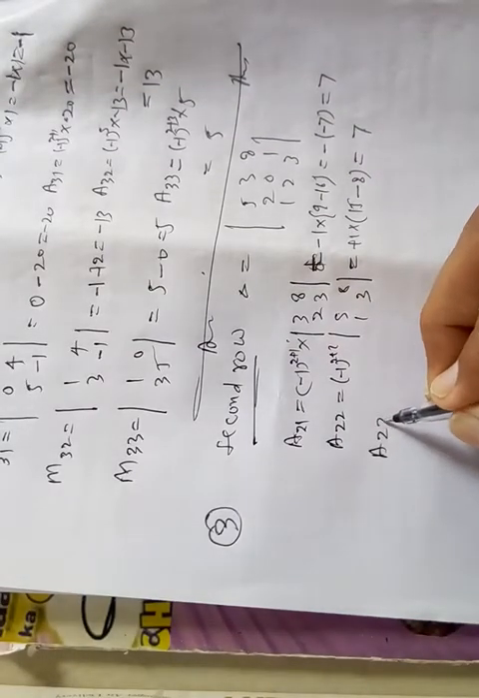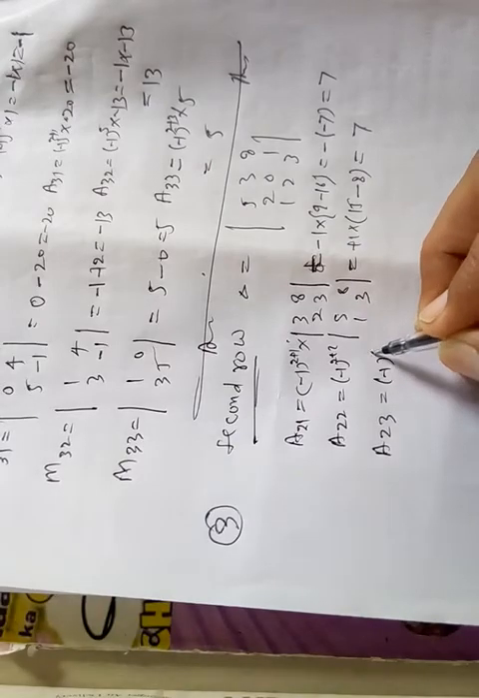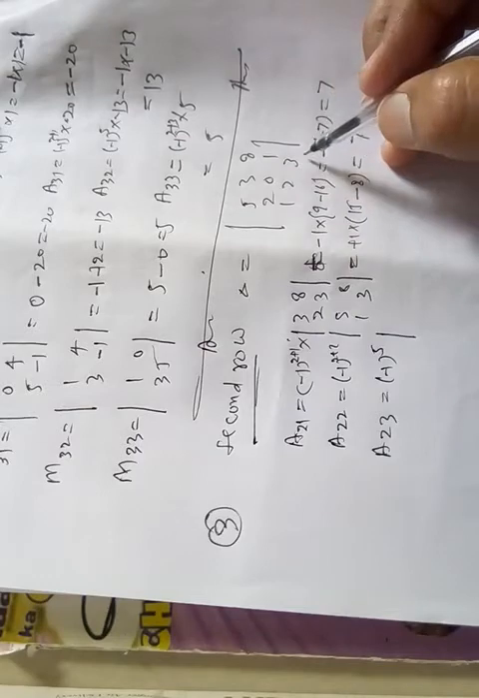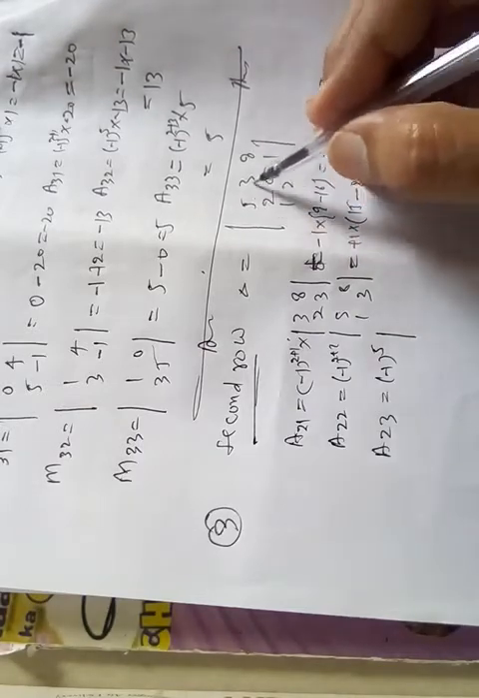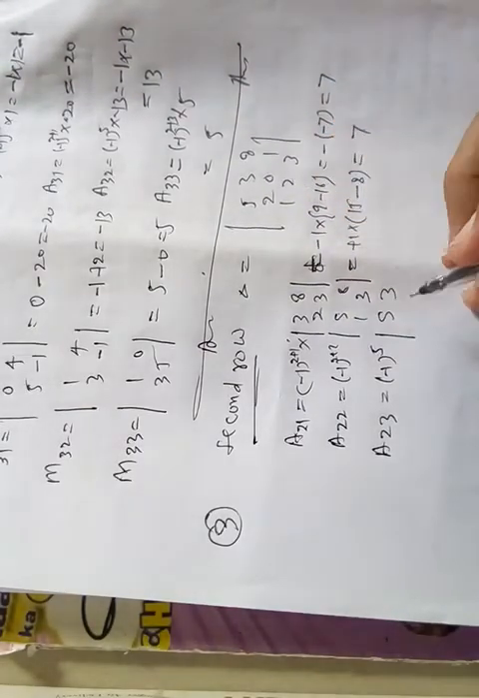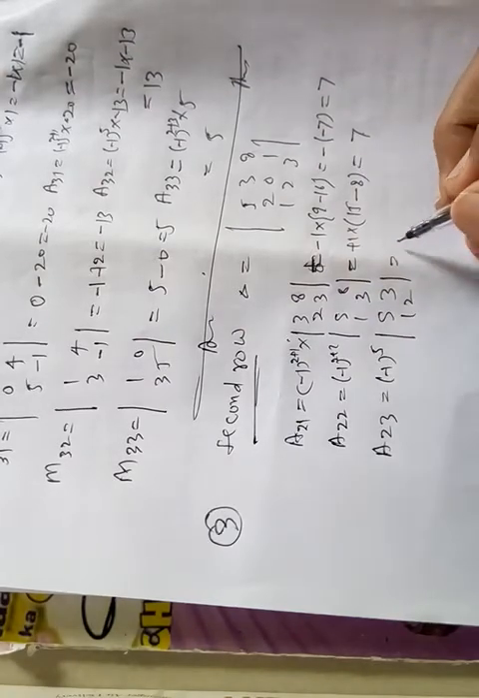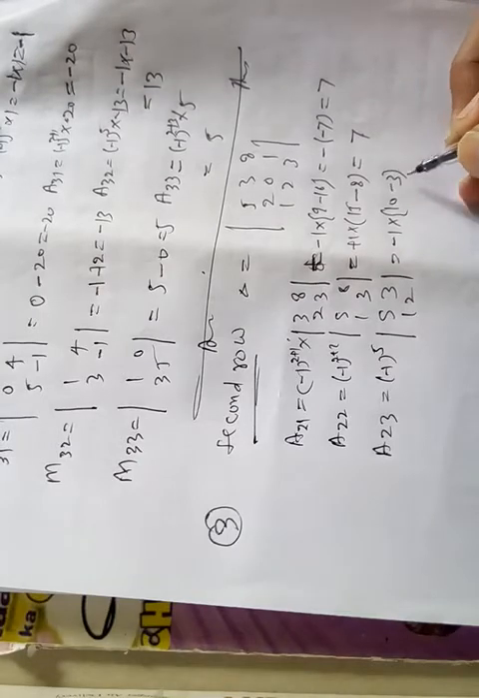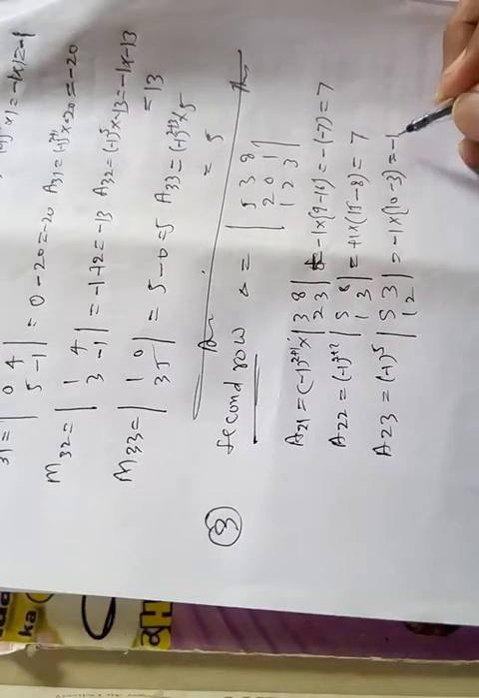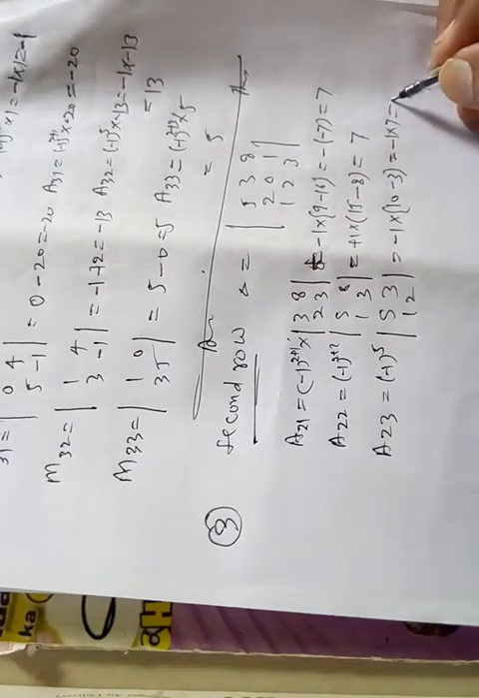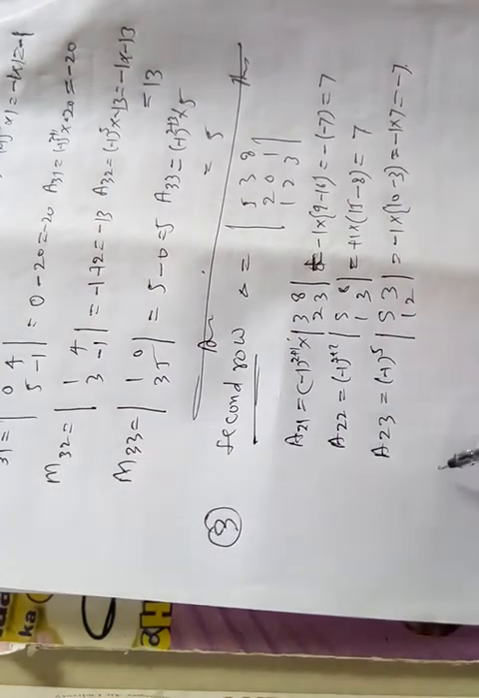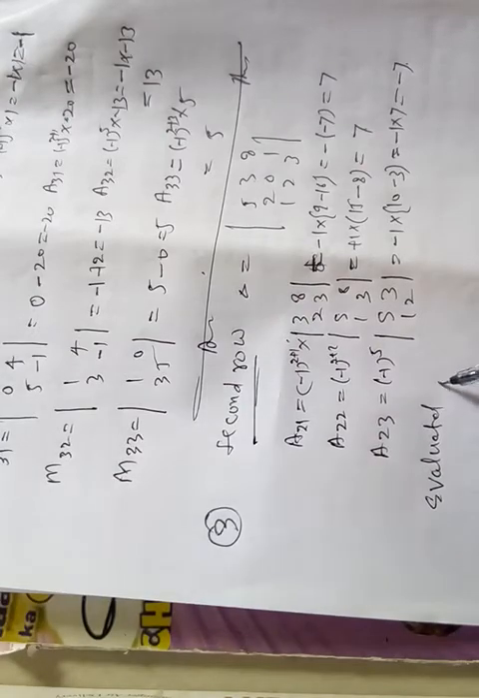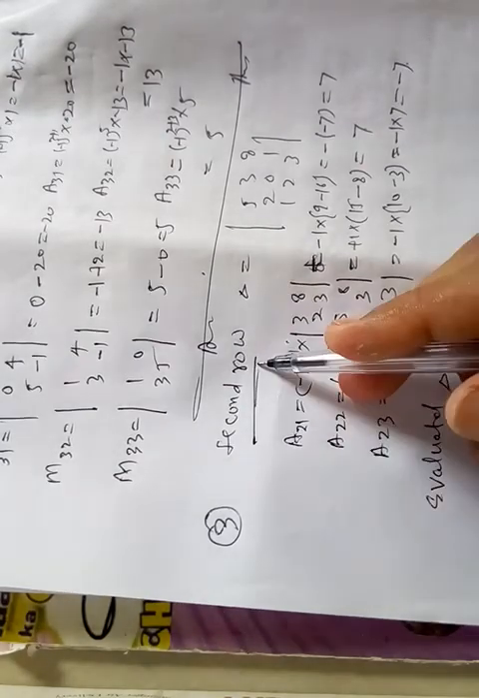And A23, minus 1 raised to 5. This second row, third column: 5 3 1 2. This minus 1 value, 5 2s are 10 minus 3, equal to minus 1 into 5 minus 3, 7, equal to minus 7. Okay, so evaluation of delta by second row.